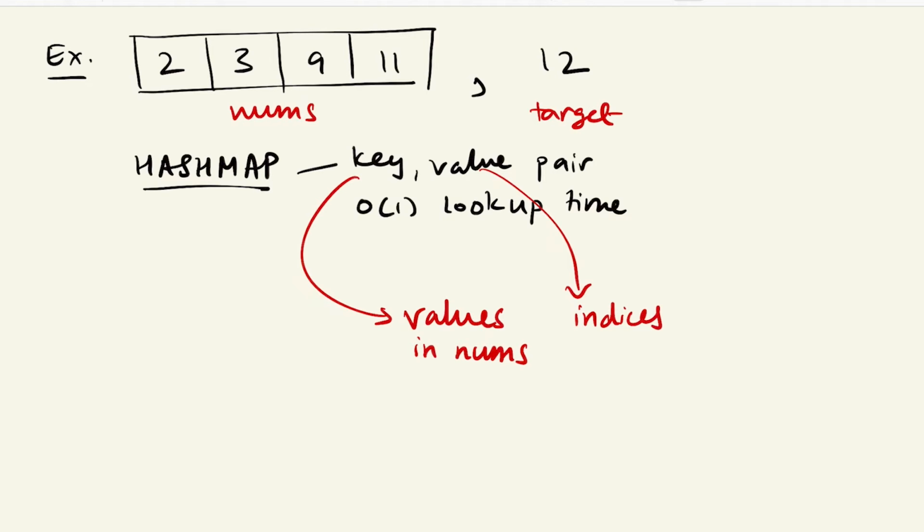We also have to make sure that the indices of the two numbers that we return are not the same, so we could do that before we return the value while checking it in a hash map. So let's start coding this.